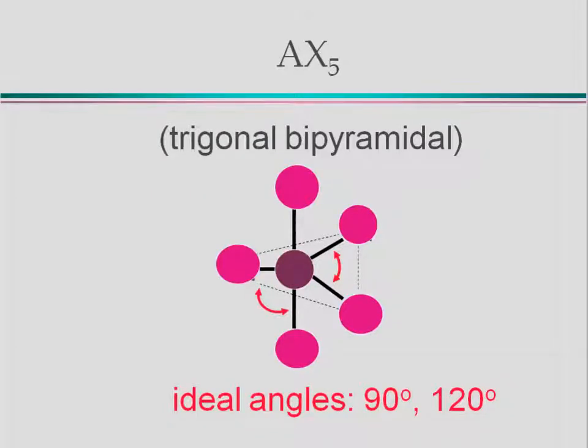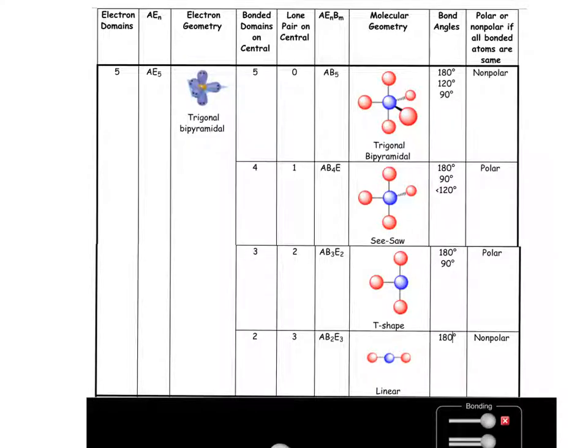Bent geometry. Next you have this AX5, which is your 5 electron domains. Here you have 4 possibilities. It's called trigonal bipyramidal.